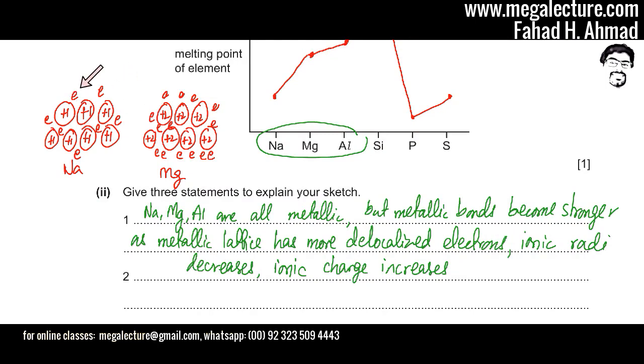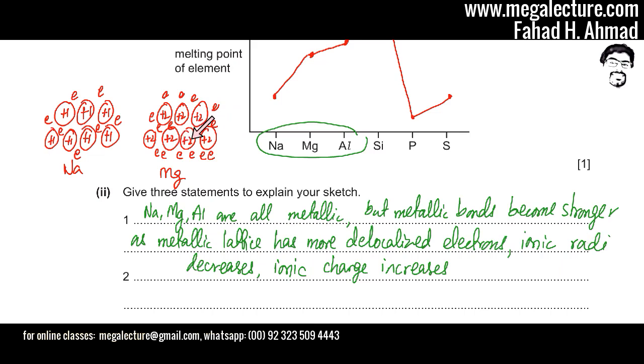So the attraction between the delocalized electrons and the positive ions in the metallic lattice is going to be weaker compared to Mg, where Mg loses more electrons. Mg is in group 2. Each Mg atom loses 2 electrons. So there are going to be more delocalized electrons, more electrons freely moving around, and the charge on the Mg ion is going to be +2. So the attraction between the +2 charge and the higher number of delocalized electrons is going to be greater. So the metallic lattice is going to become stronger because there are more delocalized electrons. The ionic radii also decrease.